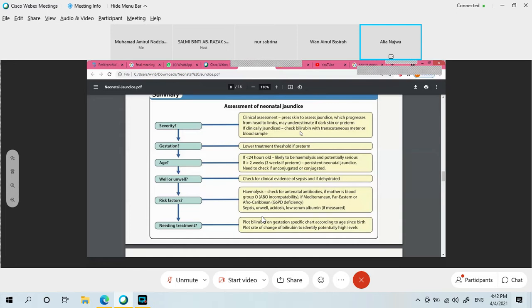And then for needing treatment, we have to plot the bilirubin on a gestation specific chart according to age since birth, because we want to know whether this baby requires treatment or not. And then we have to plot the rate of change of bilirubin to identify potentially high levels of bilirubin. Okay, next.